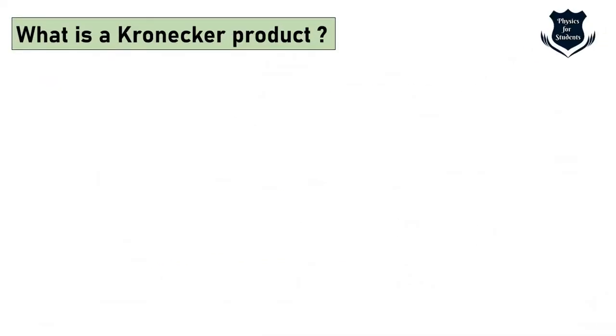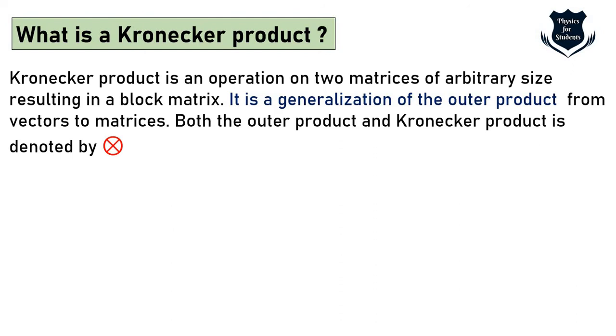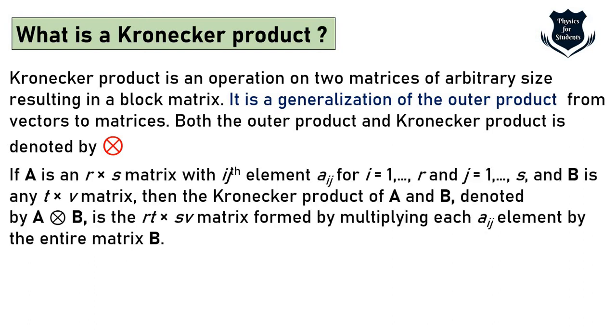Okay, so what is a Kronecker product? The Kronecker product is an operation on two matrices of arbitrary size resulting in a block matrix. We all know what a block matrix is, so let us not dedicate more time to it. It is a generalization of the outer product. This is very important, obviously under certain conditions. So it is a generalization of the outer product from vectors to matrices. Both the outer product and the Kronecker product are denoted by this sign. This is quite self-evident.